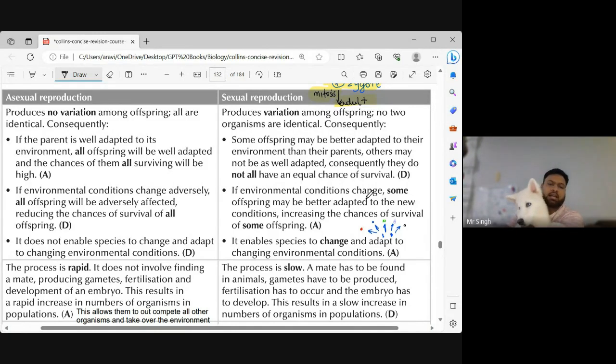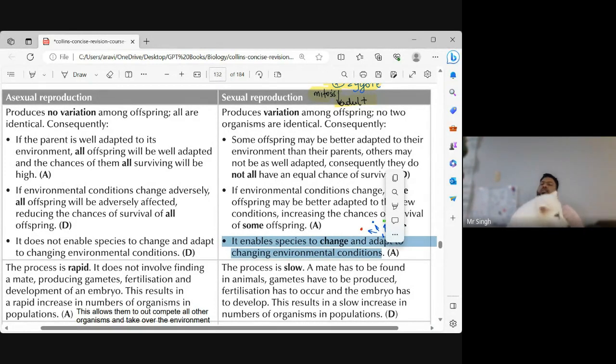Last one. It enables the species to change and adapt to differing environmental conditions. So let's take a look here. The mom and the dad both came out blue, right? And they both had the chance to make different colors of offspring. Everybody's seeing that because sexual reproduction allowed for the variation to happen. So let's say a disease passed through that liked colors. So all of the colors died off.